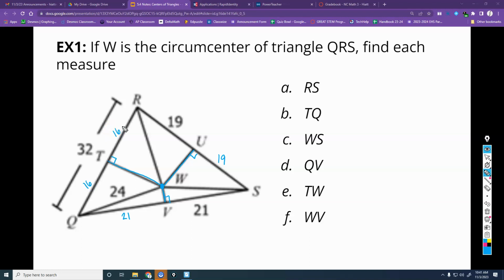Okay, there's a couple more lines here that we can find, because I should know the circumcenter is always the same distance from the vertices. So right here from the circumcenter to Q, that's 24. So what other sides would be 24? WS is also 24. What else? There's one more. Not WU, because that doesn't go to a vertex. WR goes to a vertex, so 24 would go right here as well.